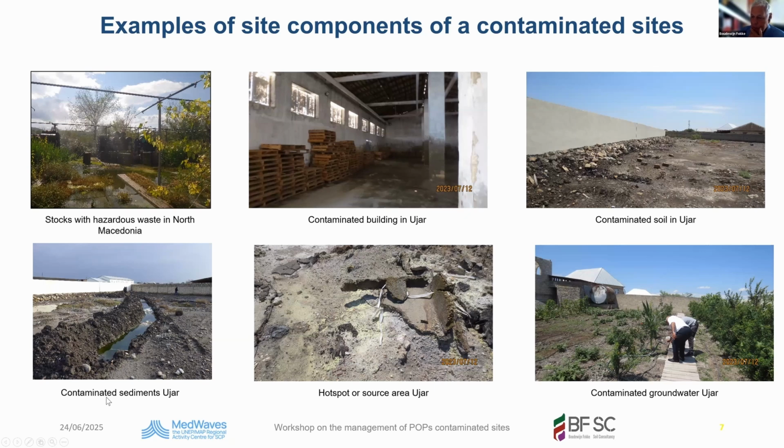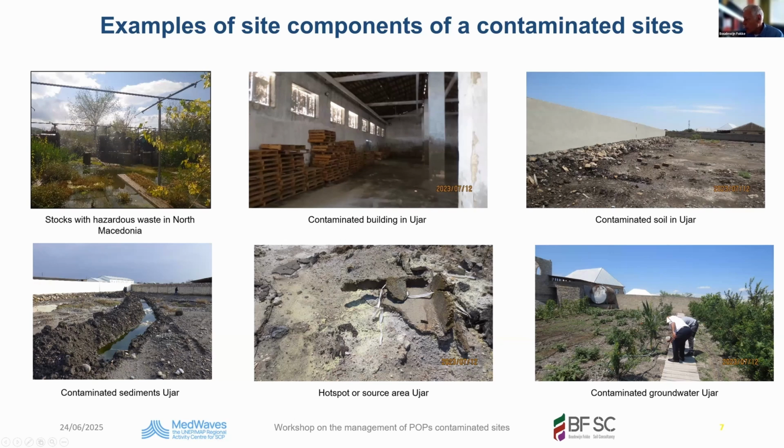Here is an example of contaminated sediments at the same site. Because there were contaminants on site, due to runoff, the contaminants migrated through this channel outside the site. This is one of the hotspots. The buildings collapsed while they still had obsolete POPs pesticides stored, and due to weather conditions, runoff, and sunlight, all degraded and all migrated into the surroundings, including the groundwater.